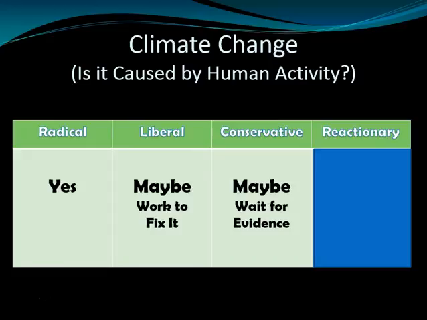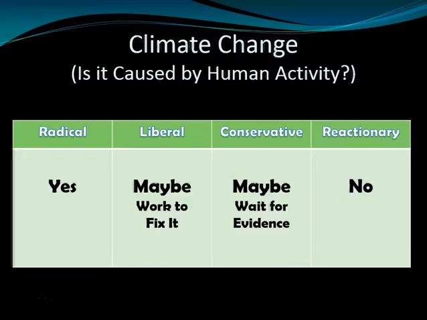Conservatives also would say maybe climate change is caused by human activity, but before we do anything too crazy, let's wait for the evidence to come out. And a reactionary would say there is no relationship between human activity and climate change. They're what we would call a climate change denier.